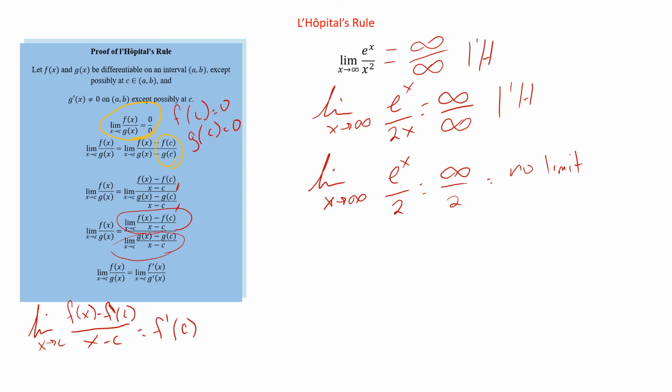e to the x, an exponential function, is the fastest growing function that we have. Logarithmic functions are the slowest growing functions. They still grow, it's just very, very slowly. So e to the x is going to grow way faster than x squared, and so it's going to tend to infinity. It's not going to slow it down. So that would be using L'Hôpital's rule more than once. It's a possibility.